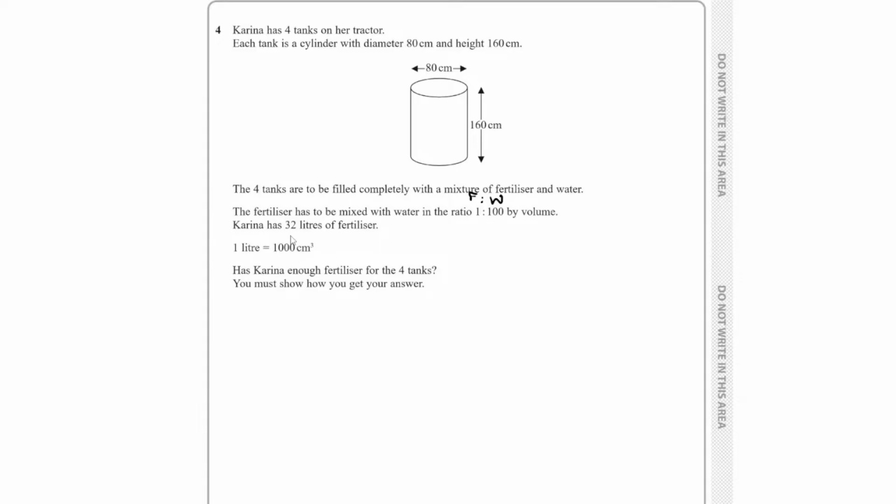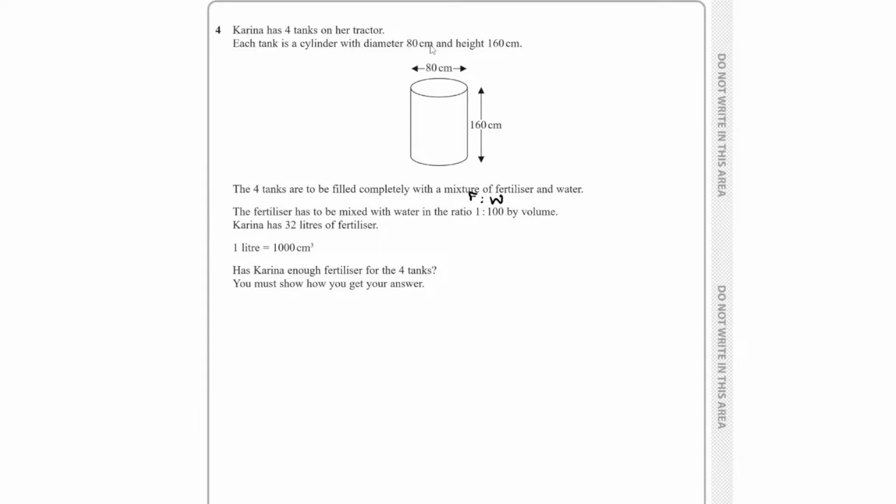Sometimes they don't give you this, so it's probably quite good to know what it is. 1 litre is 1,000 centimetres cubed. Has Karina enough fertilizer for the 4 tanks? So it's just a load of general maths really, I guess. So we're going to work out, I would suggest, the volume of the tank.